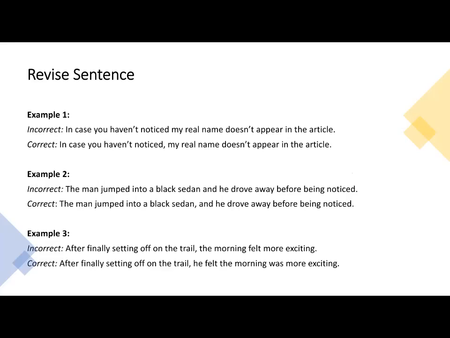But after finally setting off on the trail, the morning doesn't feel more exciting because the morning doesn't have feeling. And I know that sounds ridiculous, but once we start getting into the clarity and conciseness, you'll understand why that's more important. You want to clarify that he, the guy whoever set off on that trail, he was the one who felt the morning was more exciting because the morning doesn't have feeling. And then the other two are pretty much just basic comma errors. They're not as necessary to go into.